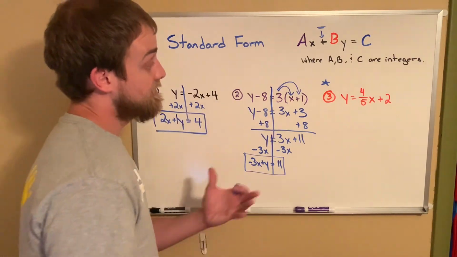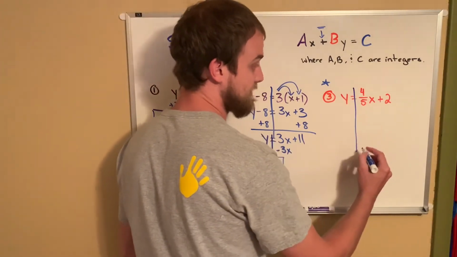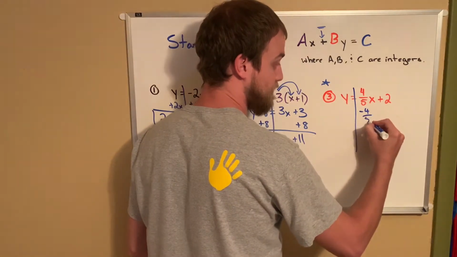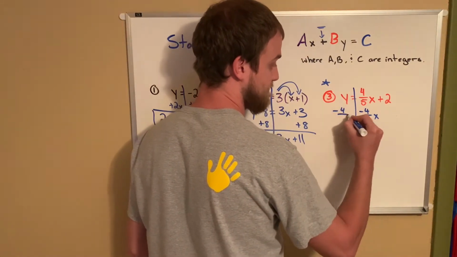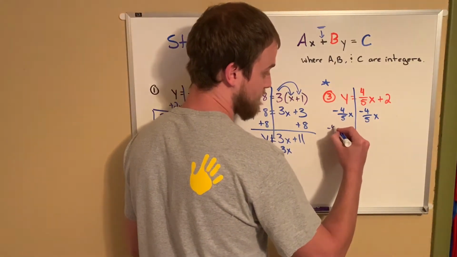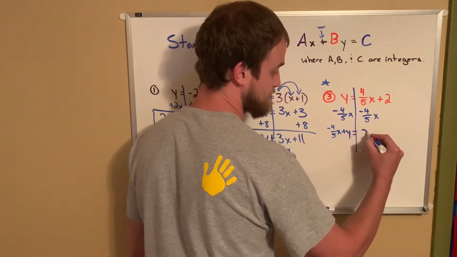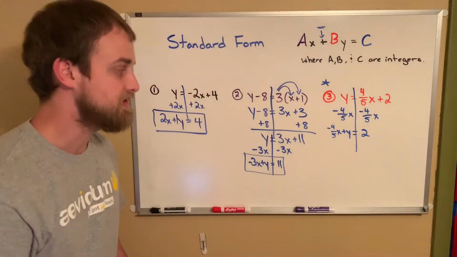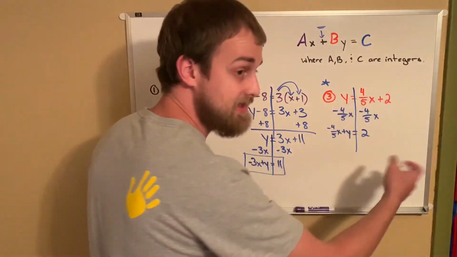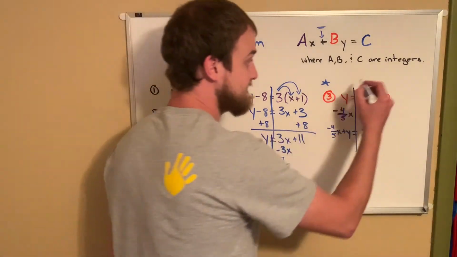Last but not least, looks like we have a fraction involved, and that's okay. Let's do what we know how to do already. I know I need the x term over here, so I'm going to subtract 4/5 x, minus 4/5 x. And what that leaves me with is negative 4/5 x plus y equals 2. And you're like, well, Miss Starry, that looks like standard form. It does, right? I have an x, a y equals a number, a 2 in this case, but it doesn't pass this test.